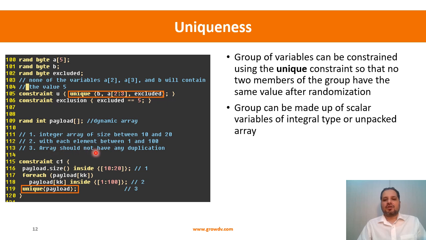The third requirement, which is what applies to the operator that we are currently looking at, is unique. So we are saying the array should not have any duplication. So I will just say unique, and in the curly braces I'll just pass the payload. Here in the curly braces I was passing different scalar values, but here I am passing the entire array. So this will make sure that this array that is generated is of size 10 to 20, and each element in that array is between 1 to 100, and then it has unique values. So it will satisfy that, and it will provide you those unique numbers.